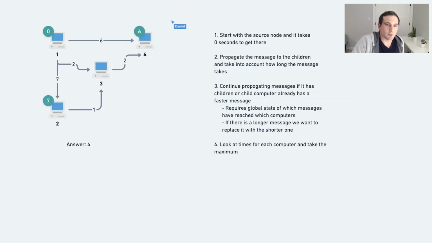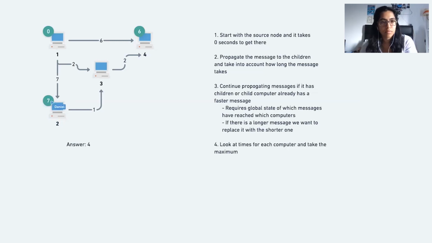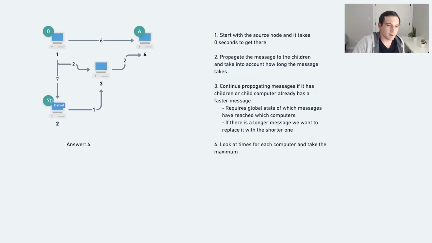So now we're in a situation where, if we're still keeping track of this global list, we've already gotten to the computer in 6. We know that there's no way that this 7 can propagate anymore and get to 6, unless we had some negative times in here, but I'm assuming we're not going to have any negative times.